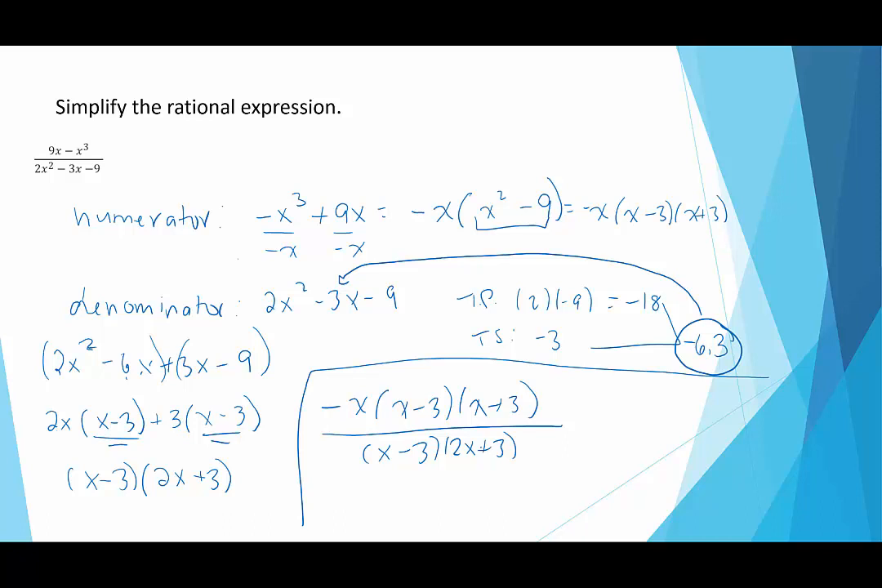And we did all that work. Did it pay off? Yes, we have a common factor. The x minus 3's will cancel, leaving us with negative x times x plus 3 over 2x plus 3. And if you want to expand or distribute the negative x, you can do that if you want. I just say the less work you do, the better off you are. So I would leave it like this.